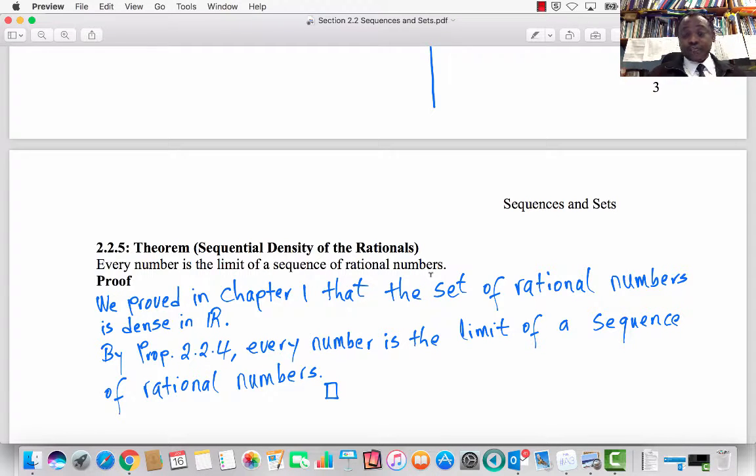And the proof is straightforward. We proved back in chapter 1 that a set of rational numbers is dense in R. And therefore, by proposition 2.2.4, every number x in R is the limit of a sequence of rational numbers. End of proof. And that will be the same proof for the sequential density of the irrationals.